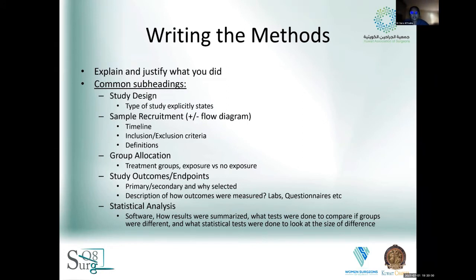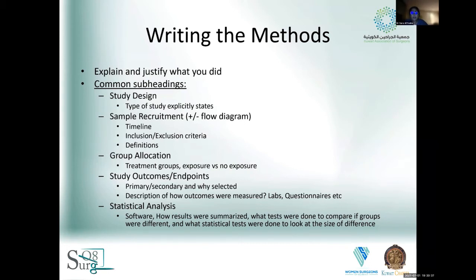The methods and results, I think, is more straightforward because you're just reporting what you did, okay, and explaining it briefly. So it's very factual. For methods, these are the common subheadings. Of course, it will vary per study. It will vary depending on your subject matter. But the most common thing is you'd have a paragraph stating the design. So you'd say, this is a retrospective cohort study carried out in Mubarak al-Kabir Hospital between 1999 to 2003.